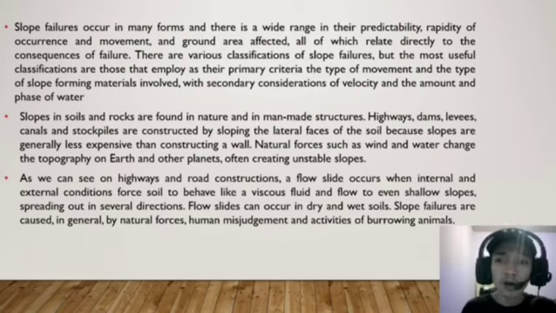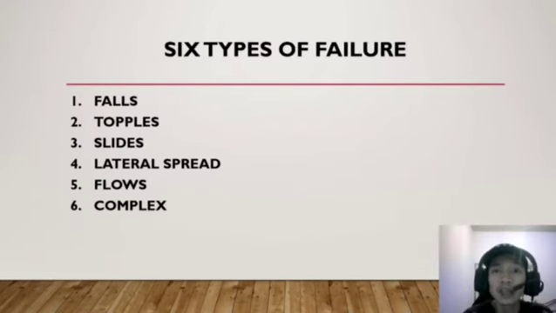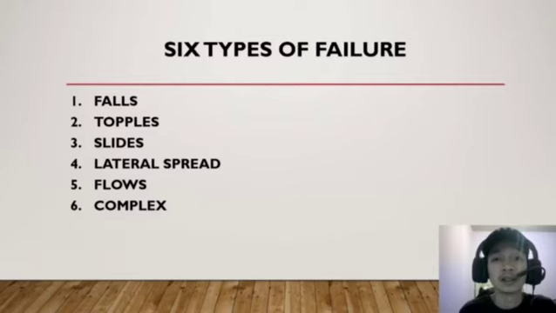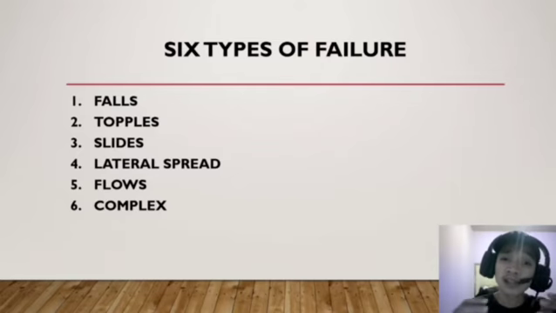Slope failures are caused in general by natural forces, human misjudgment, and activities of burrowing animals. We have 6 types of failure. Firstly, falls. Second, topples. Third, slides. Then lateral spreads, flows, and lastly complex.